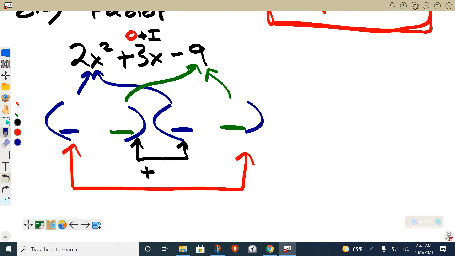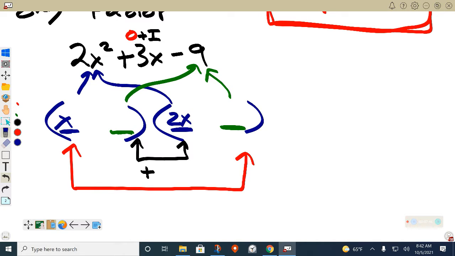All right, let's start off with the first term. That's kind of easy. 2x squared. The only possibility for 2 would be what? 2x and 1x. So I'll put an x here, and I'll put 2x here. There's no other possibility for 2x. That's pretty easy. Okay, check. We're done with that one.